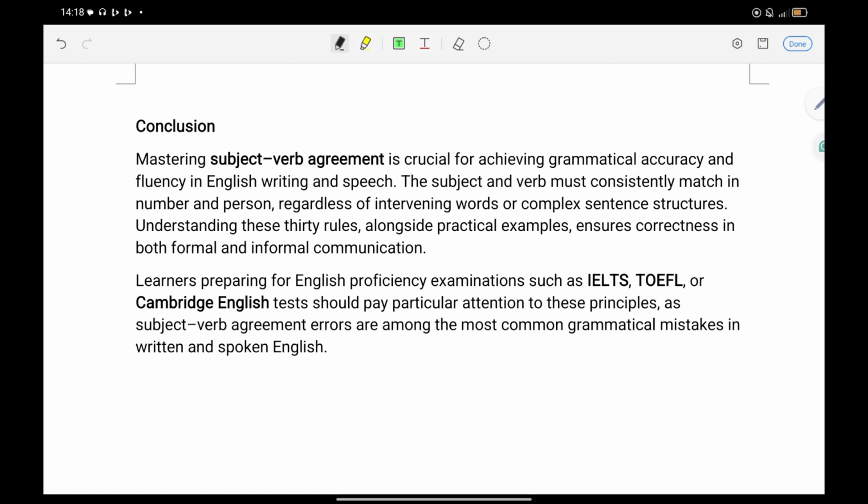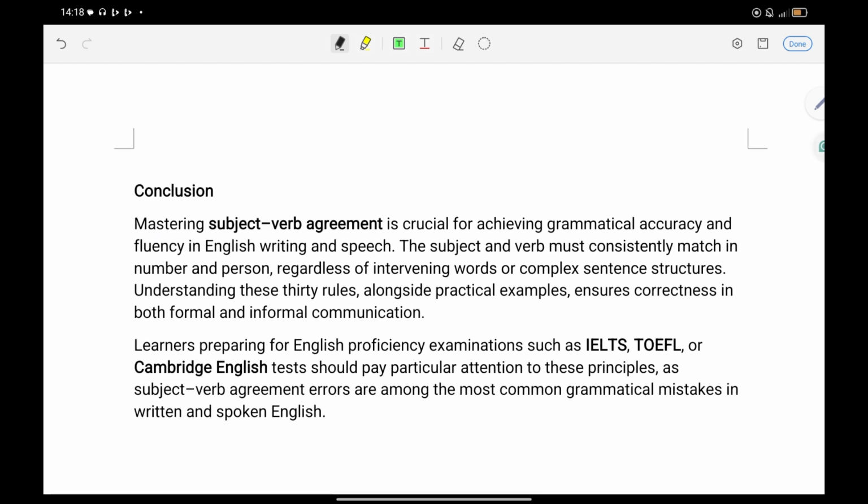So that's it for subject-verb agreement. I tried my best to make the video a short one. I don't think we exceeded the 1 hour mark. I recommend watching the video again. I recommend practicing with the rules you've learned.